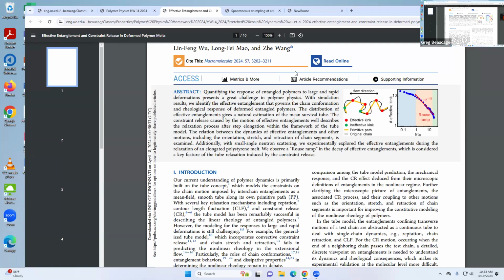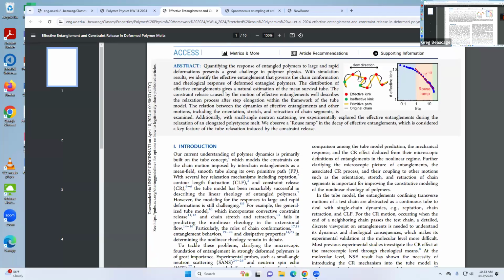So he calls them kinks, and entanglements is the same thing. There are effective kinks and ineffective kinks, and the red ones are effective. So as you're watching time, if you do that stretch and then you stop, the chains will slowly escape from their entanglements. These are the effective kinks, which you can measure by this.